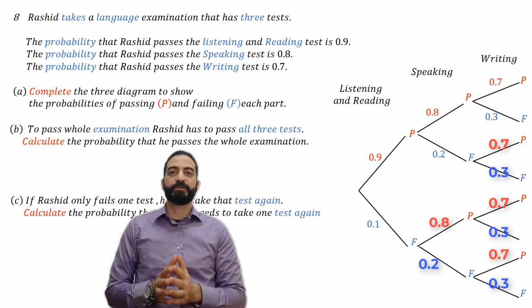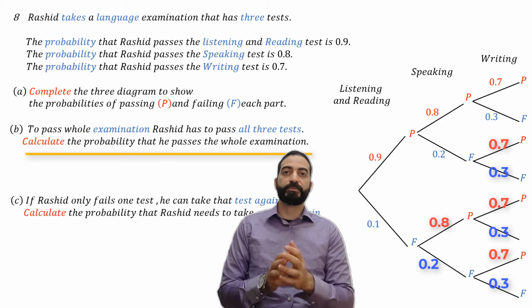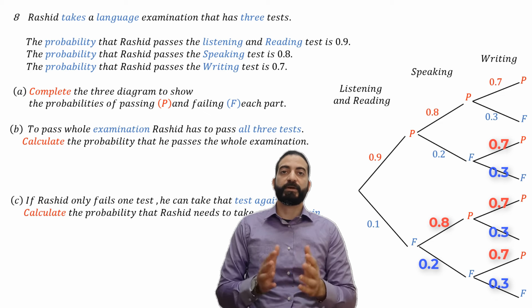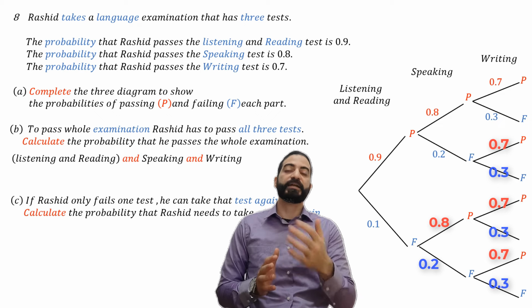We now move to part B. To pass the whole examination, Rashid has to pass all 3 tests. Calculate the probability that he passes the whole examination. That is, he must pass the listening and reading, and speaking, and writing.